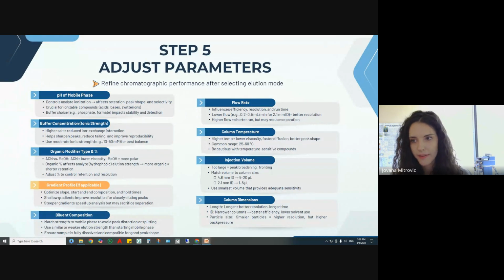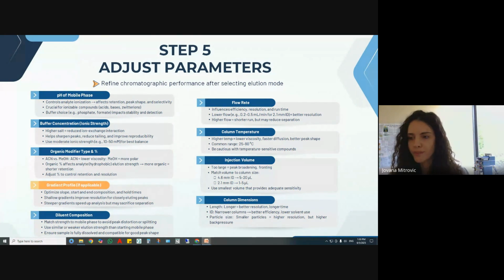When we talk about step 5, this step is where you fine-tune your method to get the best separation and peak shape possible. So let's go over the key parameters to consider. First, pH. Even small changes here can have a very big impact on ionization and retention as well, especially if your analytes are acidic or basic. Then buffer concentration or ionic strength. Adjusting the salt levels helps stabilize ion exchange interactions and can sharpen your peaks. Next up is the organic modifier, such as acetonitrile or methanol. They behave differently, so tweaking their ratio lets you control retention time and selectivity.